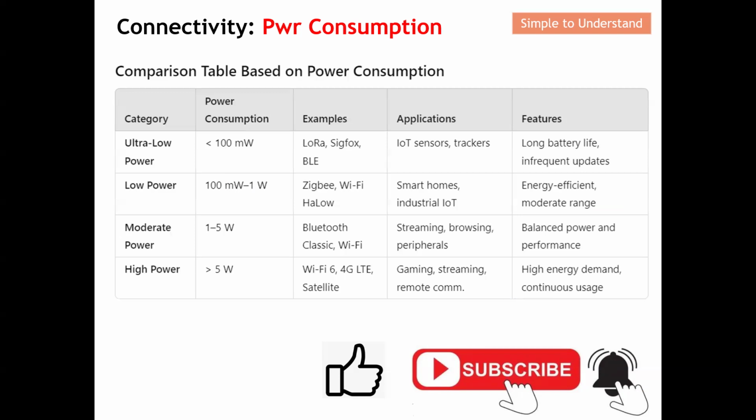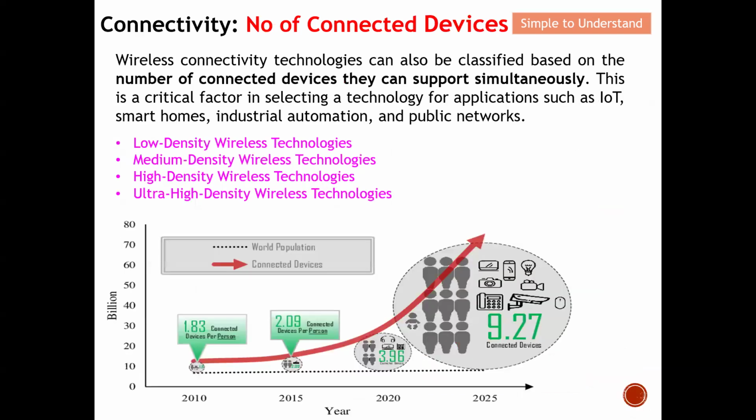Let's quickly discuss the last part on connectivity, which is the number of connected devices. Basically, the number of connected devices becomes very important. Imagine, nowadays we have millions, maybe billions of devices. Therefore, the number of devices that can be hooked up to the gateway becomes very important, so we may choose the wireless connectivity based on the number of devices it can support. This is why the number of connected devices becomes very, very important.